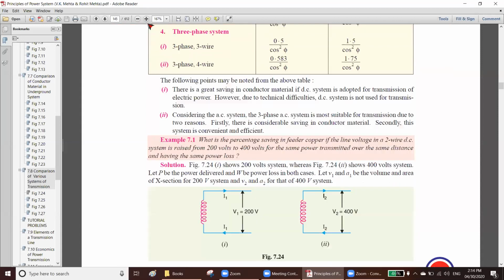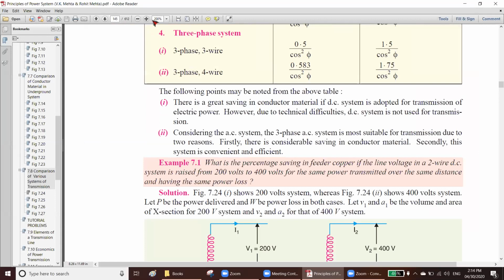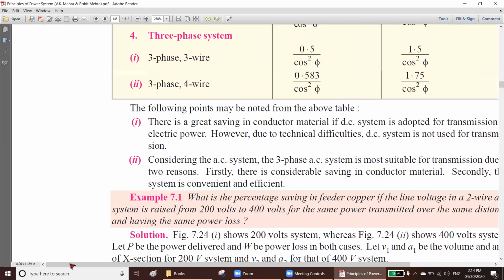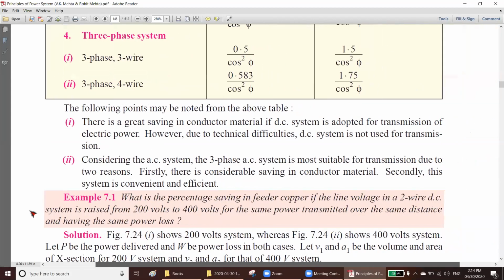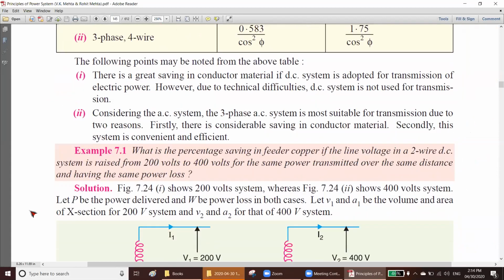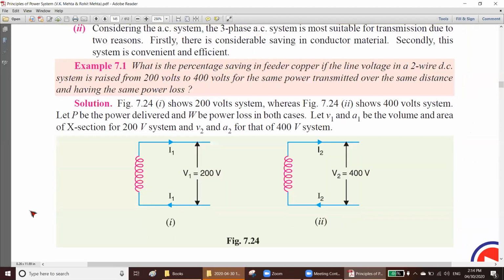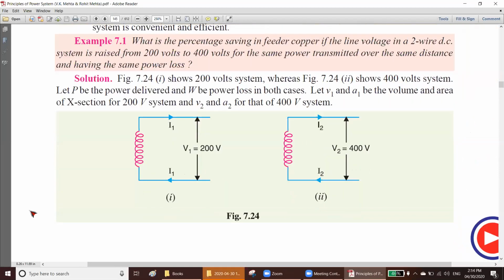Okay, I'm going to zoom, and we will do a math today. Important math. This is the math. Math number 1, example 7.1. Remember, this course carries 70% math, or at least 60% math. In your entire transmission and distribution course, you will have 60 to 70% math. So this is the beginning.